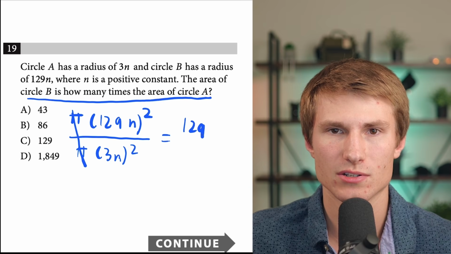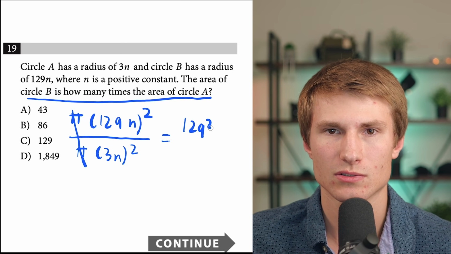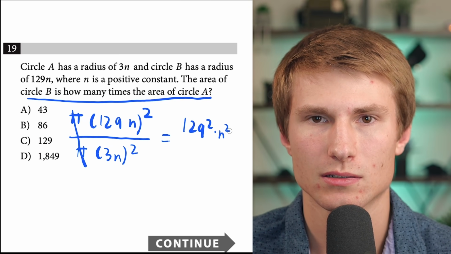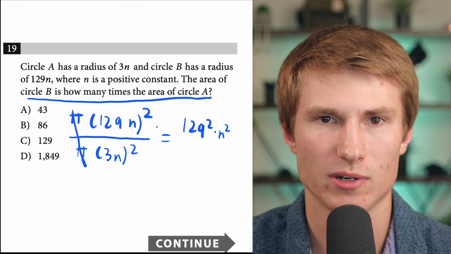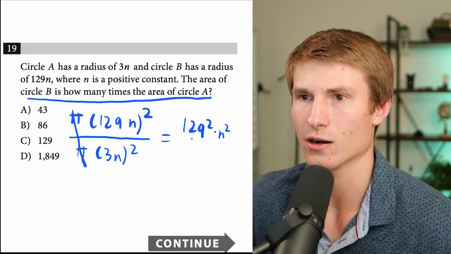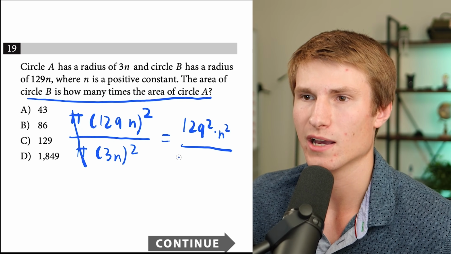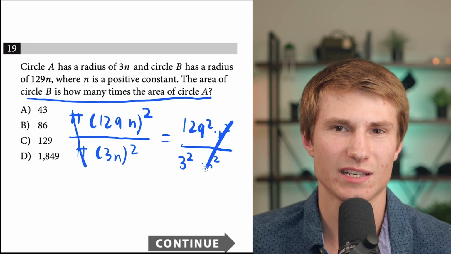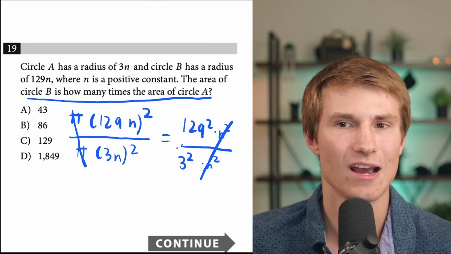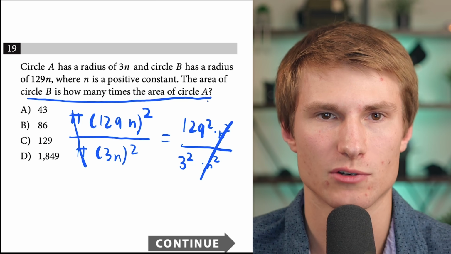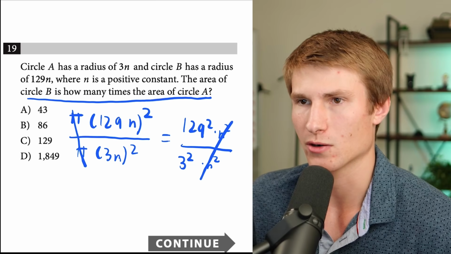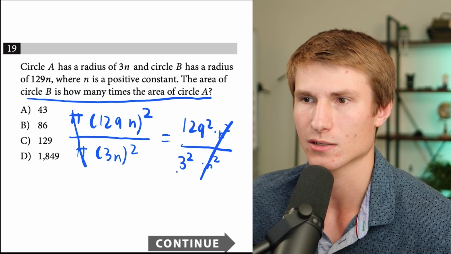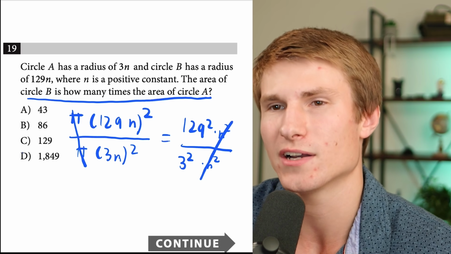Now, the next thing we need to understand is that 129 squared times n squared is equal to what we have here of 129 times n all to the power of 2. Now, on the bottom then, we end up with 3 squared times n squared as well. And we see that those n squareds are going to cancel. Okay, that's really important to know because now the question becomes very easy and we can just plug it into our calculator. And when we plug into our calculator 129 squared divided by 3 squared, which you can also just know is 9, then you're going to end up with answer choice D.